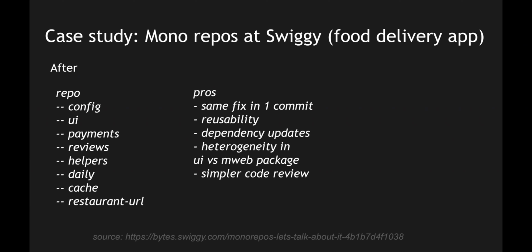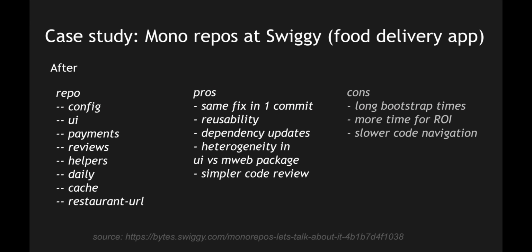They also have heterogeneity in terms of UI versus the mobile web package, where they were able to distinguish some of the components which they didn't want to have common. So you still can have heterogeneity in your code base. Also, finally, the code reviews were much simpler compared to the earlier case where the same code had been reviewed in two different repositories.